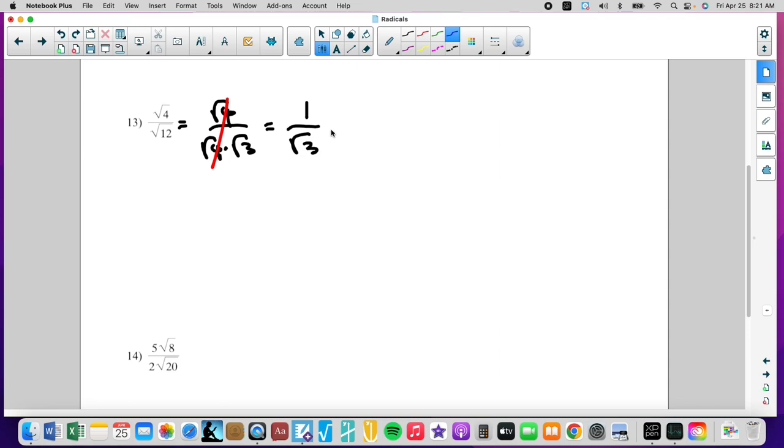And then we know we can't have a radical in the denominator, so I'm going to, well, I forgot to tell you what this is called. This is called rationalizing. We create a rational fraction.